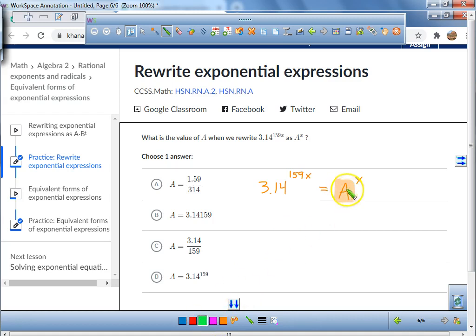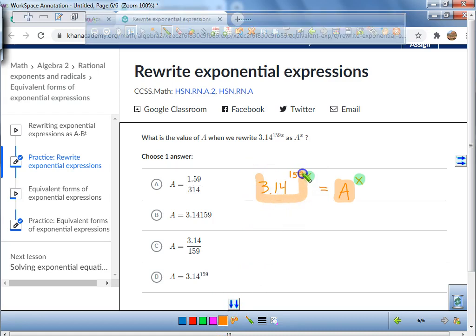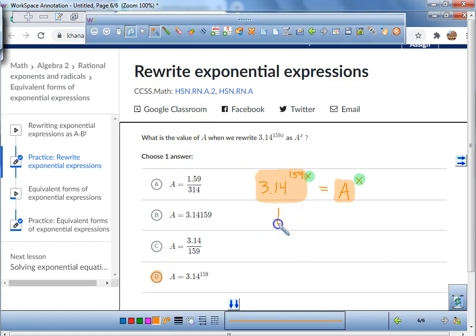Does everybody see how we got an x, we got an x? Well, guess what? If they're going to match, you know what a is going to have to equal? 3.14 raised to what power? 159, in order for these to match. That's why I'm going to choose answer choice D. Do you see how these have to match?